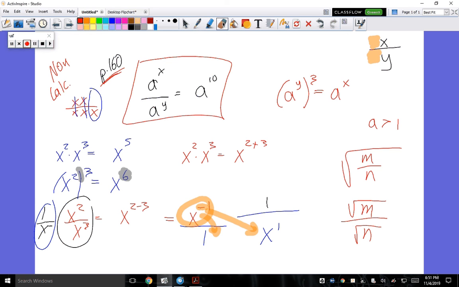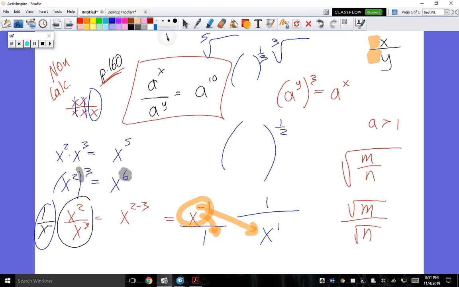Okay? And the reason why this is the same comes from this property right here. If I take the square root of something, it's the same as raising it to the 1/2 power. If I took the cube root of something, it's the same as raising it to the 1/3 power. If I took the fifth root of something, it's the same as raising it to the 1/5 power. So from this, what I'm trying to show you is that this is the same as if you wrote it like this.